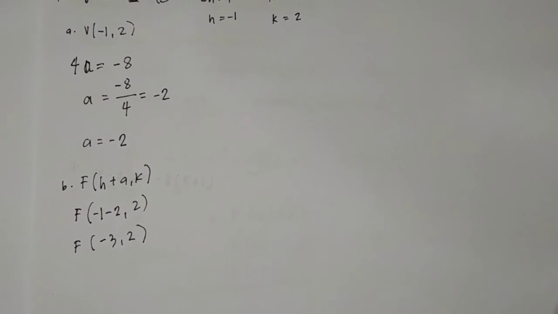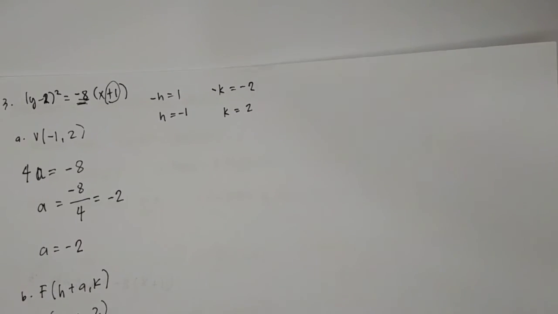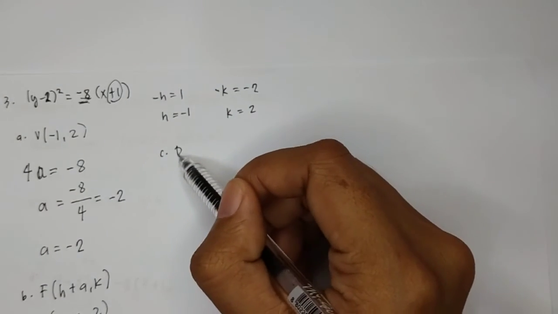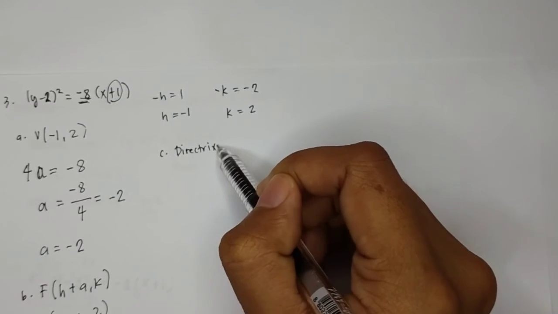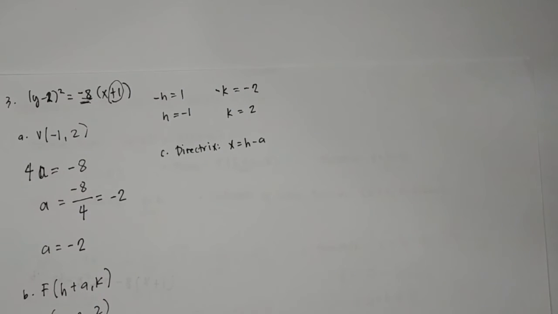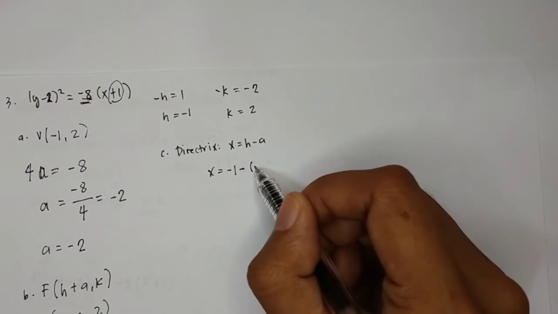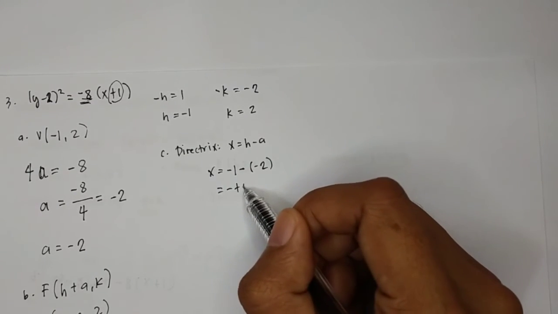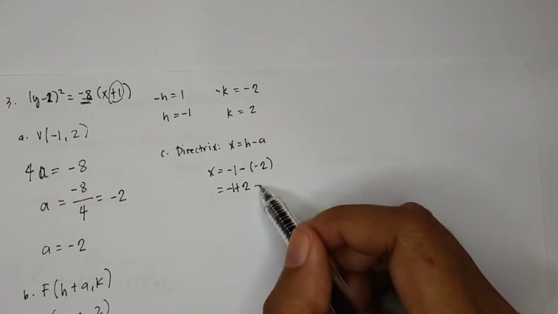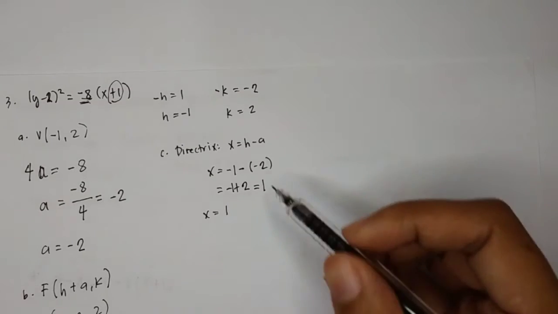Now, let's solve for our directrix. So, yung directrix natin is x equals to h minus a. So, ano nga ba yung h natin? X equals to negative 1 minus negative 2. So, we have negative 1 plus 2, so this is equal to 1. So, yun yung magiging directrix natin. So, x is equal to 1 yung directrix natin.